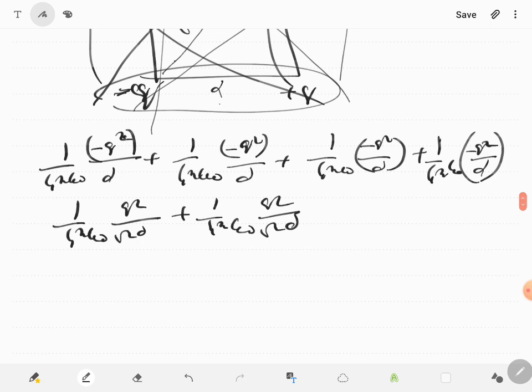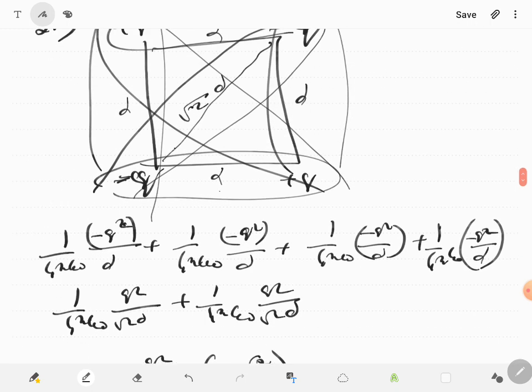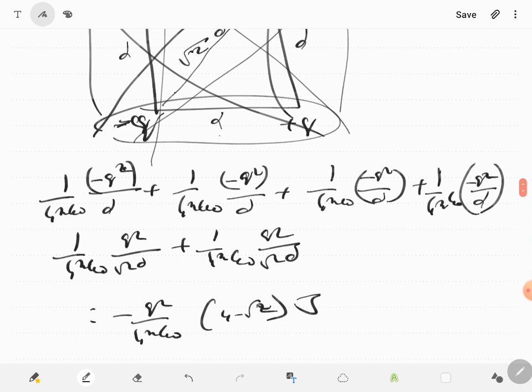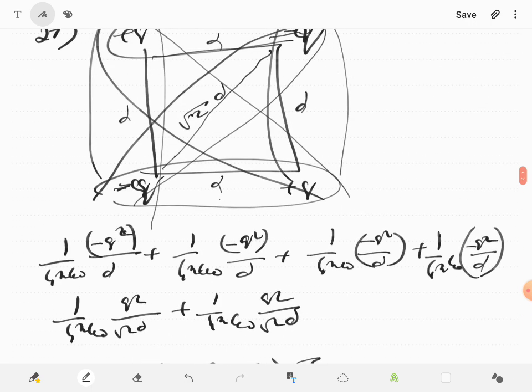You should get the net potential energy, whose answer should be minus q square by 4 pi epsilon naught d into 4 minus root 2. Just check if you're getting this answer. That will be the net work done in putting the system together, in joules. The question can also be, what is the work necessary to be done to take these charges to infinity?